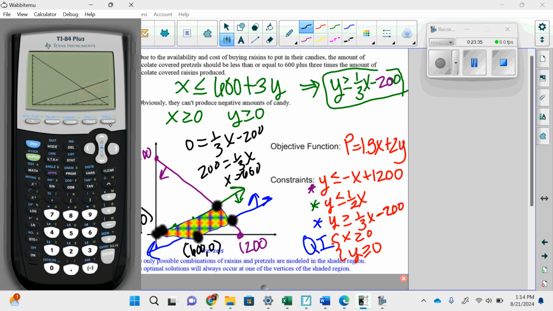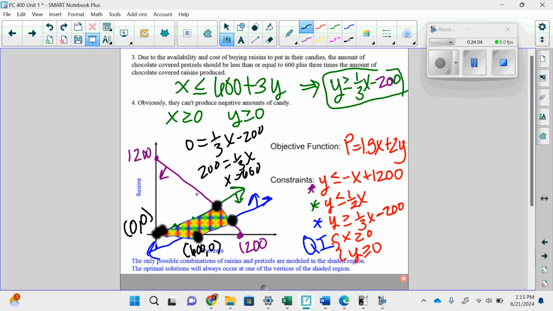So to find those intersections, second, calculate, intersection. See how it's dotted on the line? It tells you at the top left corner y equals negative x plus 1,200. So I want the intersection of that line. And yep, y equals 1/2 x. One more time. I don't know why you have to hit it 3 times, but you do. So we get 800 comma 400.